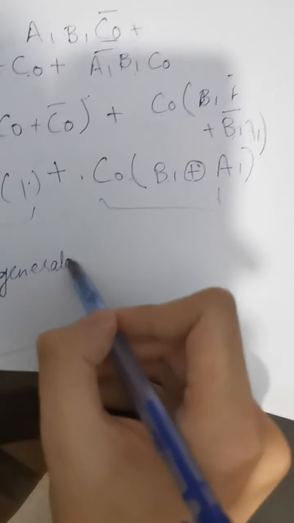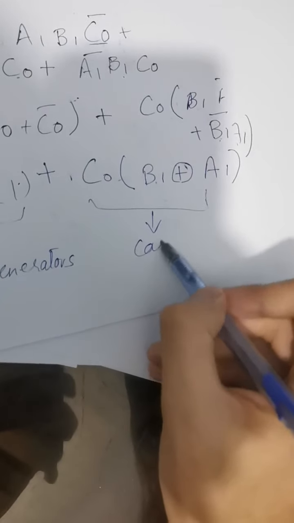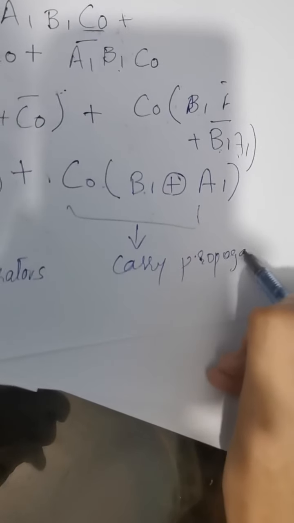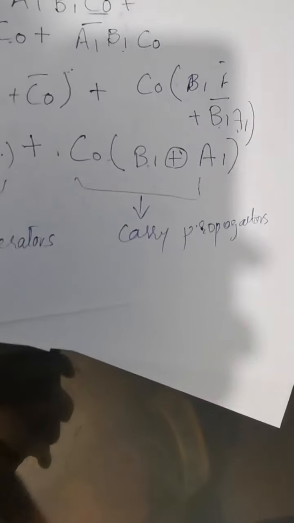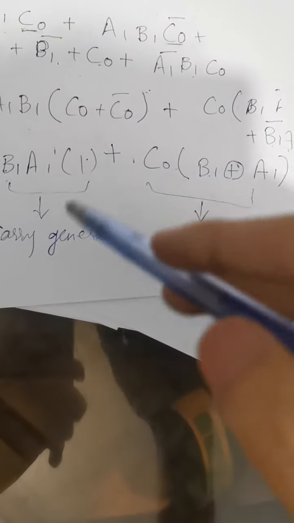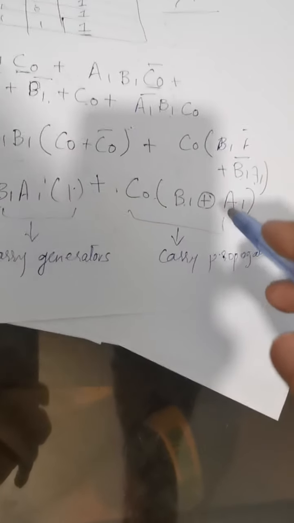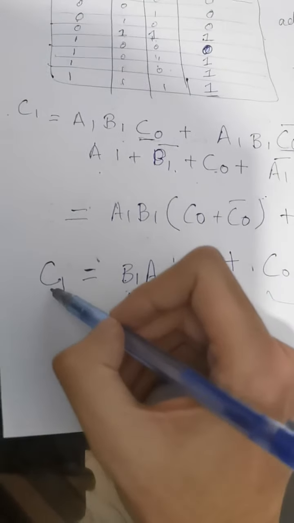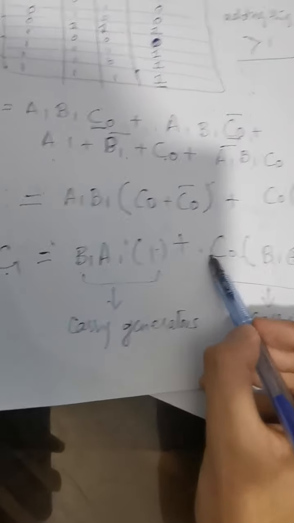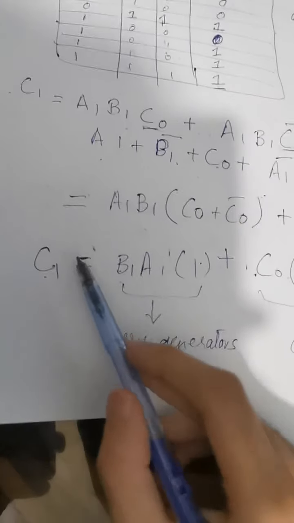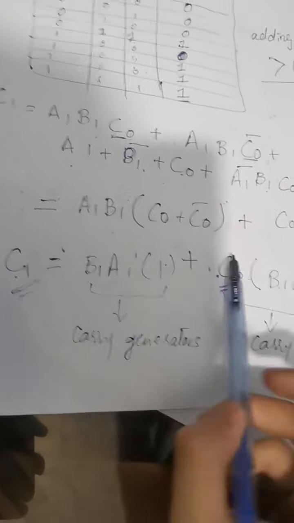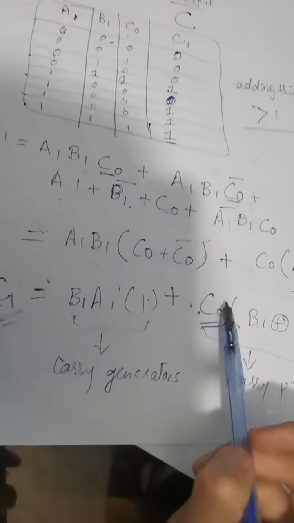Carry generators. And this thing will be called carry propagators. So we have the carry generators and the carry propagators. And we had to prove that C1 was dependent on C0, and that is directly proved by this equation. Notice that C1 is directly dependent upon C0, okay? So the concept of carry look ahead was clearly visible here as well.